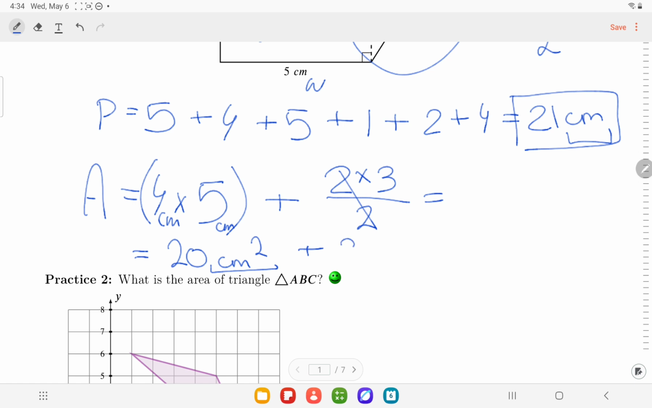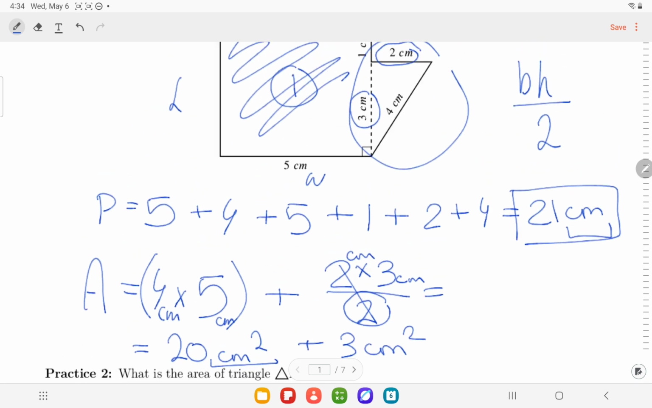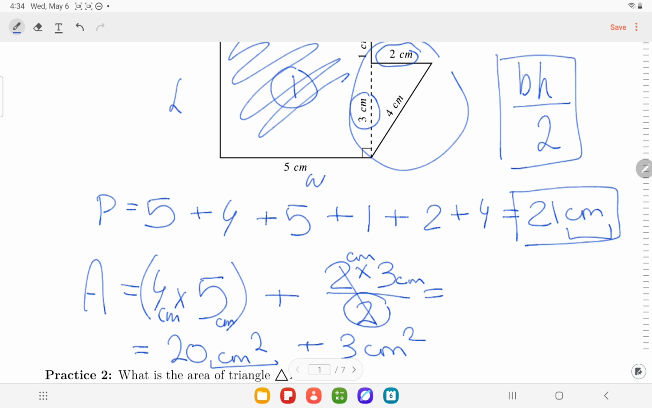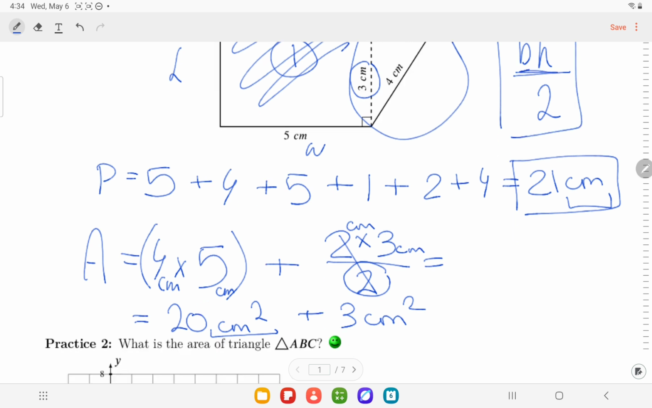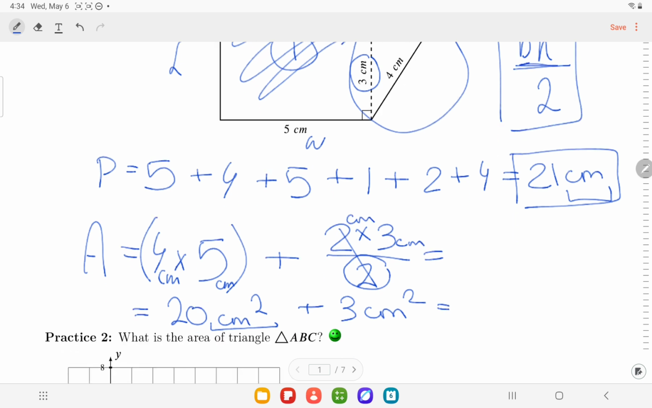And we're going to add that to 3. This is also going to be centimeters squared because this 2 is in centimeters and the 3 is in centimeters. This 2 here is not in centimeters. Only the base and height have units. So the final area is going to be 23 centimeters squared.